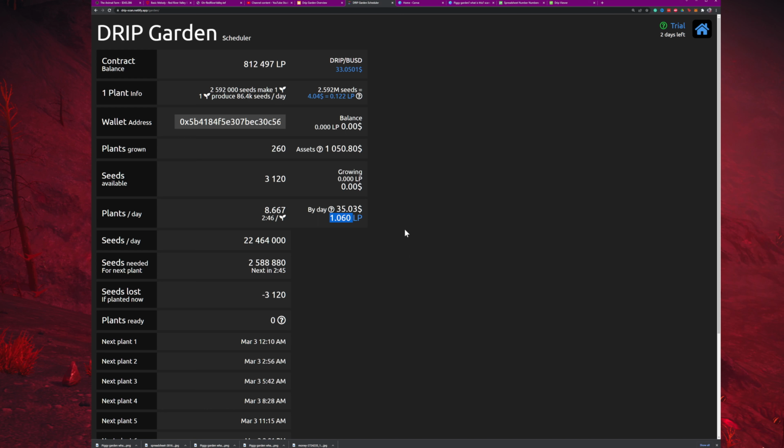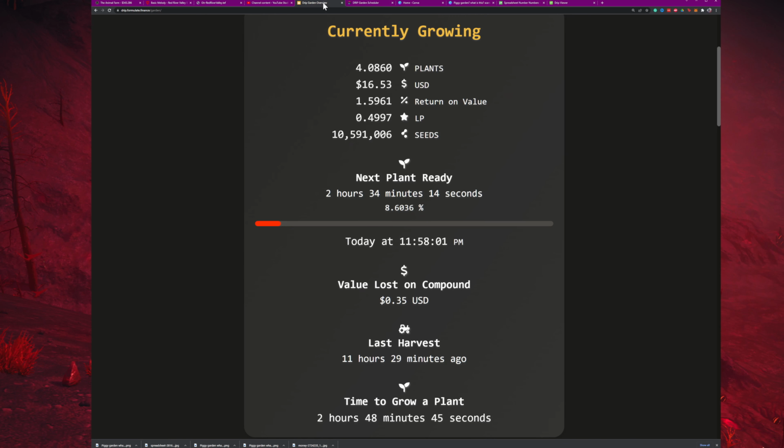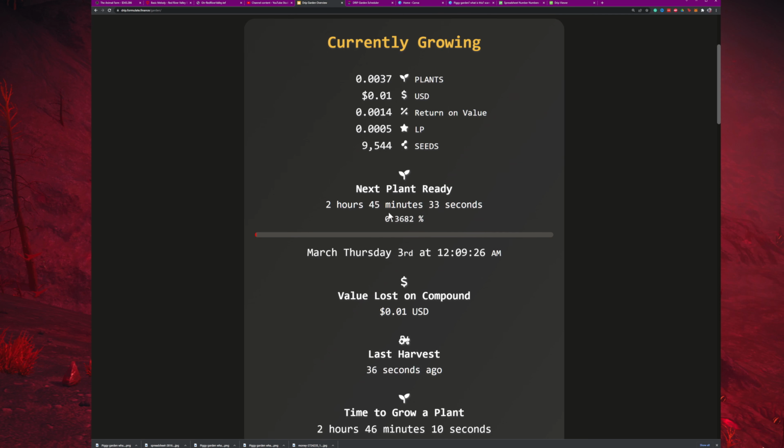I'm now making 8.667 plants, so that's awesome. This is at 33. Yep, and then over here we should see some similar stats, although you usually have to refresh on this page. Yeah, now it's 2 hours and 45 minutes. You'll see this speed up with every compound, of course, and that just gets faster and faster.